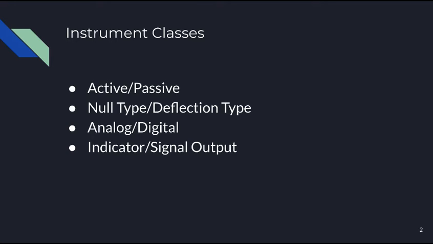Fourth, we shall look at the distinction between instruments that are merely indicators and those that have a signal output. Indicators give some visual or audio indication of the magnitude of the measured quantity and are commonly found in the process industries. Instruments with a signal output are commonly found as part of automatic control systems.